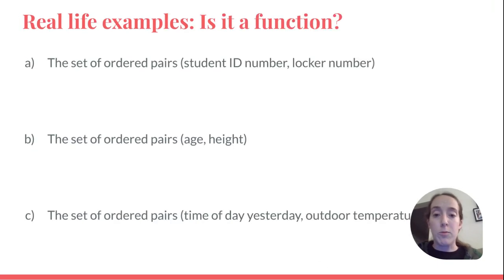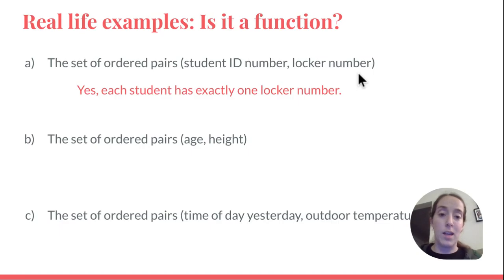Let's take a look at some real-life examples and determine if they're a function. The set of ordered pairs, that is your student ID number, comma, your locker number. Well, every student ID number is associated with exactly one locker number. There's no student who has two different lockers, so this is a function.